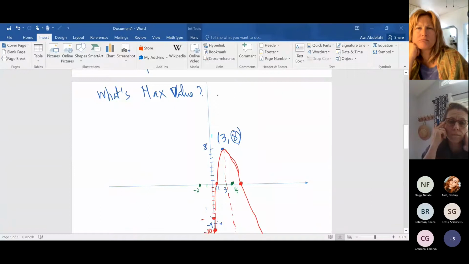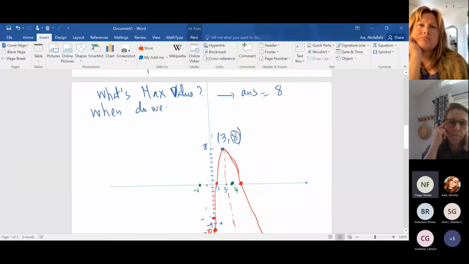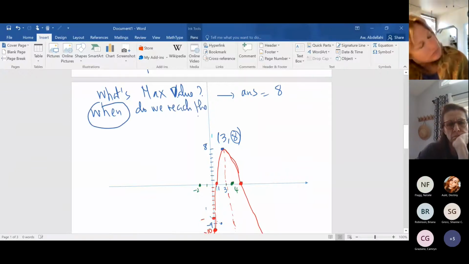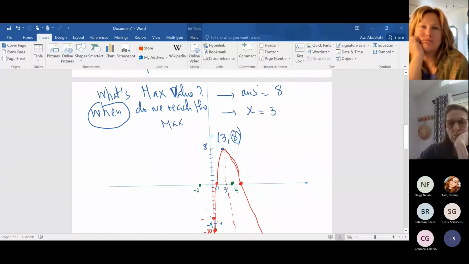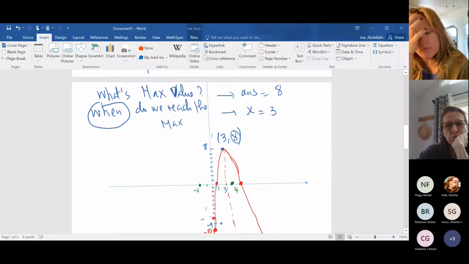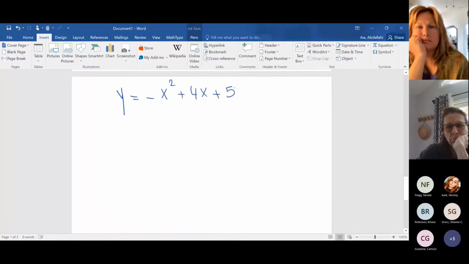What is the maximum value? My answer is 8. When do we reach the maximum value? When x is 3, right? The vertex allows you to answer these 2 types of questions. What is the maximum? It is the y-coordinate of the vertex. When do we reach the maximum? It is the x-coordinate of the vertex. So you're going to see why I talk about that.